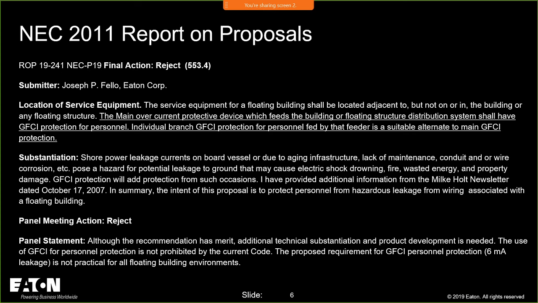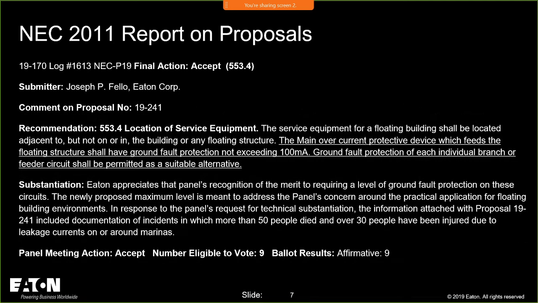And Joe came back to me and he said, boy, that's a bummer. We didn't get it. So what do we do now? And I said, Joe, that first sentence is huge. The panel said that the recommendation had merit. So we needed to go back and sharpen our pencil. And then we came back and we said, okay, guys, if you didn't like 4 to 6 milliamps, let's take the amp up to 100 milliamps. We said the main overcurrent protective device, which feeds the floating structure, shall have ground fault protection not exceeding 100 milliamps. And oh, by the way, you can put ground fault protection on each individual branch or feeder circuit as a suitable alternative and not required on the main.